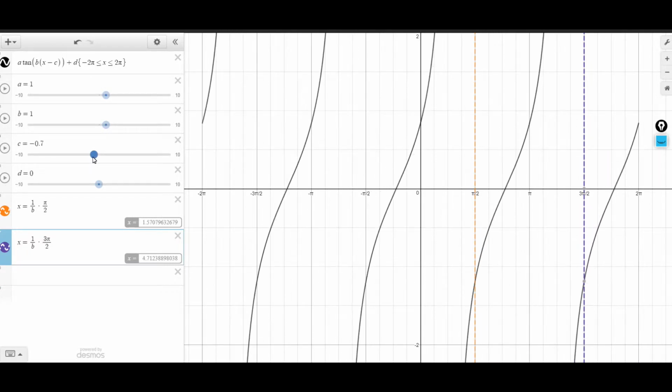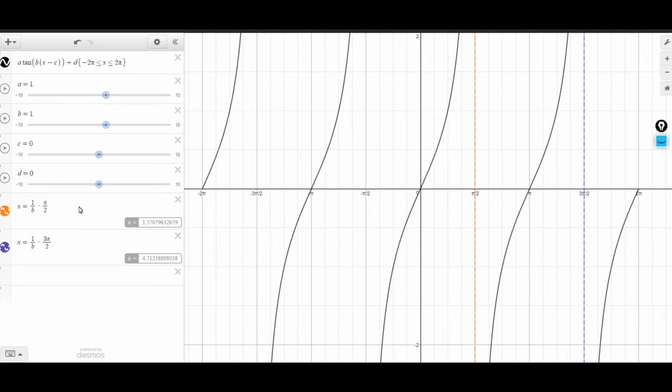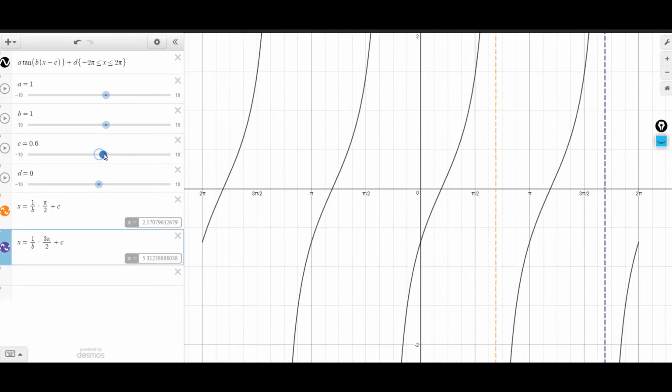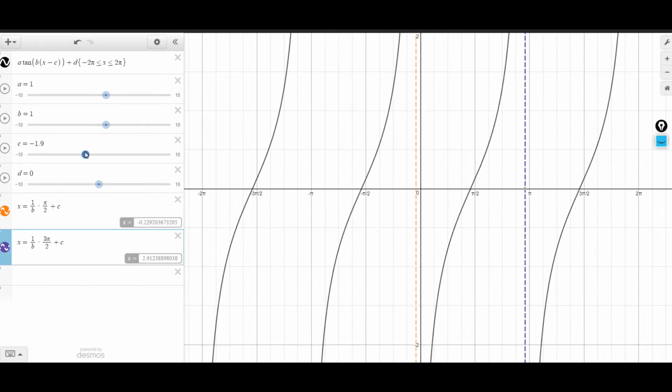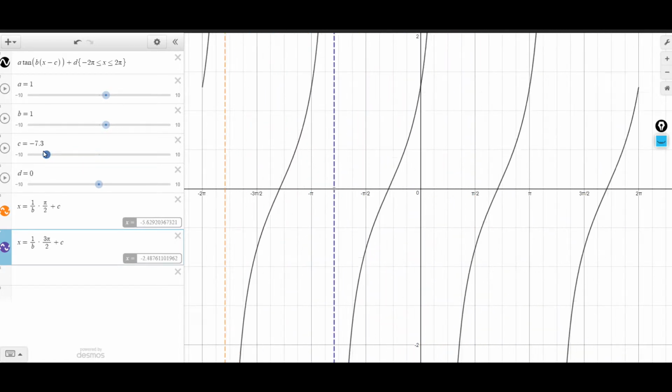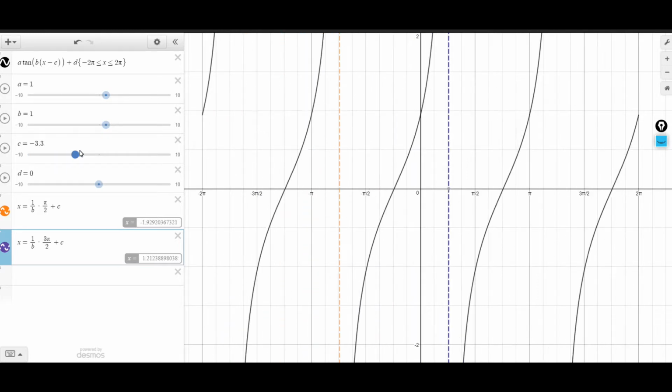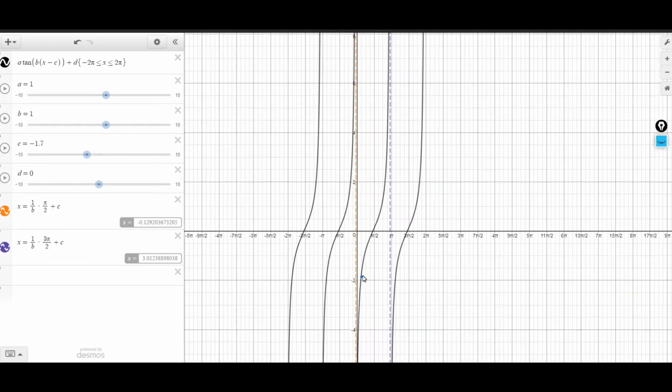So let me go back to 0. And now let me include C. Oops, not equals, plus. I'm using the wrong part of the keyboard. Okay. Look at that. Now it works. Those asymptotes move with my graph.